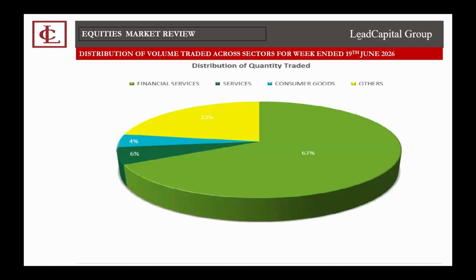This slide shows us the distribution of quantity traded for the week. We can see that 57% of the traded volume for the week was on financial services. We see 6% on services, 4% consumer goods, and the rest on others.